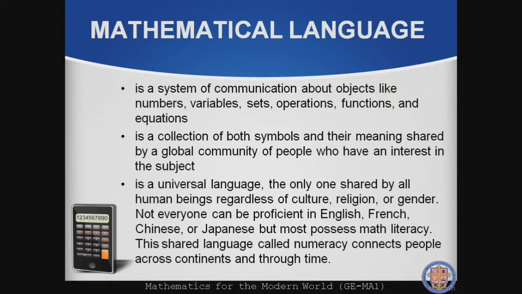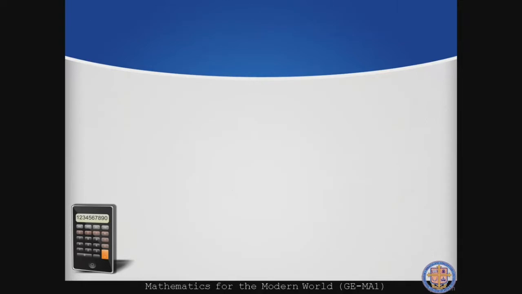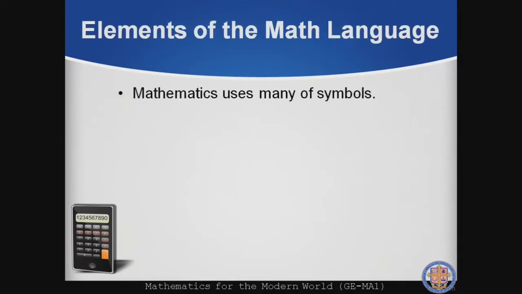Or even when you buy in a grocery store and as you pay the cashier, you're transacting with him, the cashier. So you're using mathematical language. So all the people all over the world can understand math, but not all can understand other languages. Elements of the mathematical language.